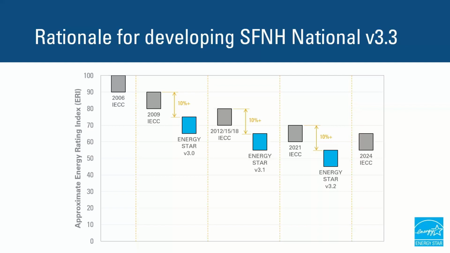Another way of conveying the need for National Version 3.3 is this graph of modern efficiency codes, which kicked off with the 2006 IECC. When the more stringent 2009 IECC was released, we developed Energy Star National Version 3.0 in response to ensure at least 10% savings. The 2012 IECC advanced just 3 years later, triggering the development of Energy Star National Version 3.1. And then the code essentially plateaued after that until the release of the 2021 IECC, hence the creation of Energy Star National Version 3.2. And now with the advances in the 2024 IECC, we're proposing National Version 3.3.